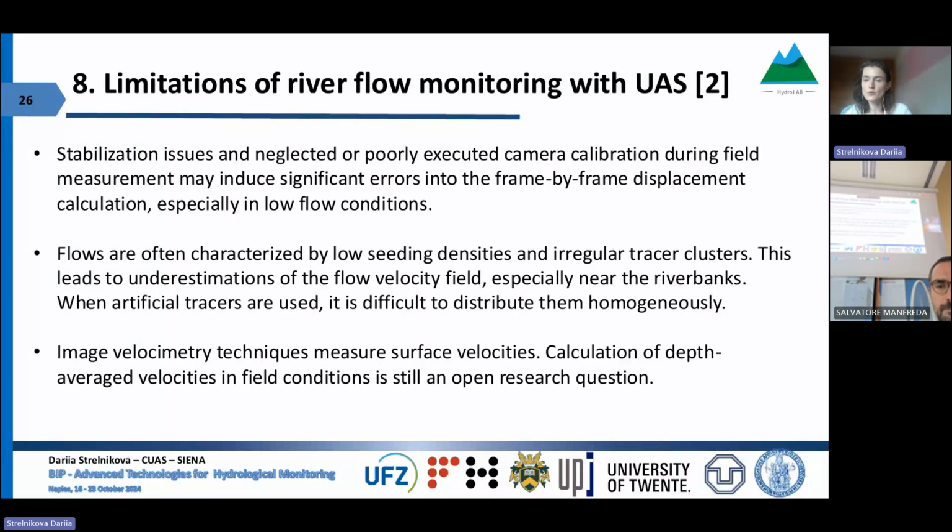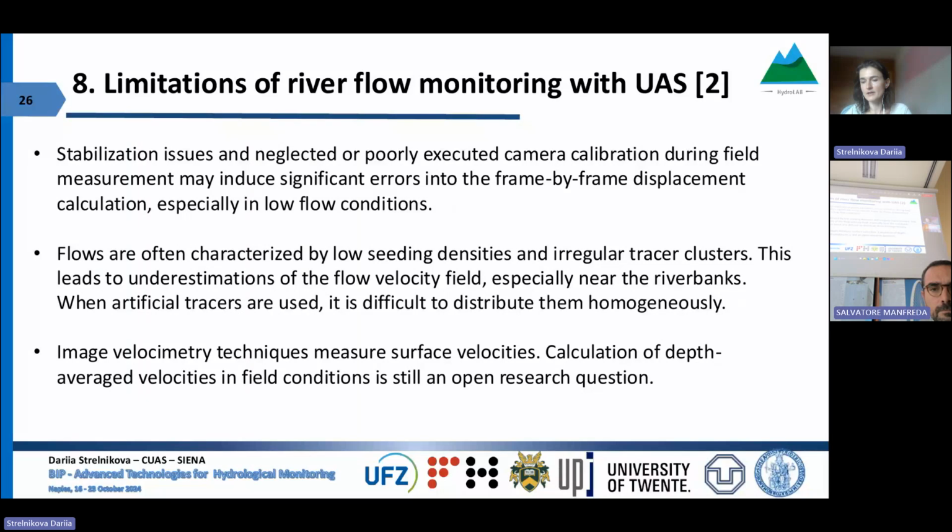If we have a low seeding density or irregular tracer clusters, very often it's difficult to get information about the whole flow. So we will not have a complete description of the flow, no matter which method we apply and how well we calculate the vectors in the areas which are seeded properly, because interpolation does not always provide information about the real world. It's an approximation.